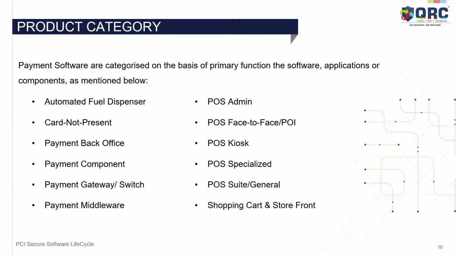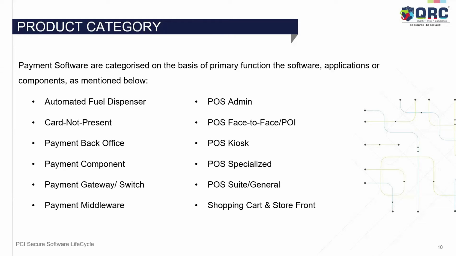Now let's discuss what categories there are in the product for which SLC is applicable. These are some of the categories mentioned here. Automated fuel dispenser, for example, is payment software which provides operation and management of point of sale terminals in the fuel dispensing environment. Then card not present, used by merchants to facilitate the transaction, so the transmission and processing of payment is done through such applications. Then payment back office: back office applications which can be used for fraud reporting, marketing, or hotel property management. PCI SLC is applicable for such software also.